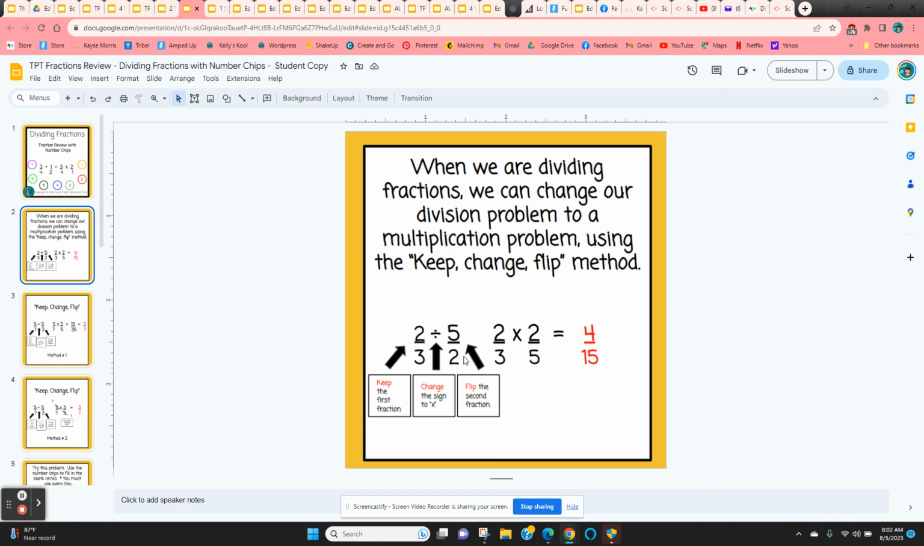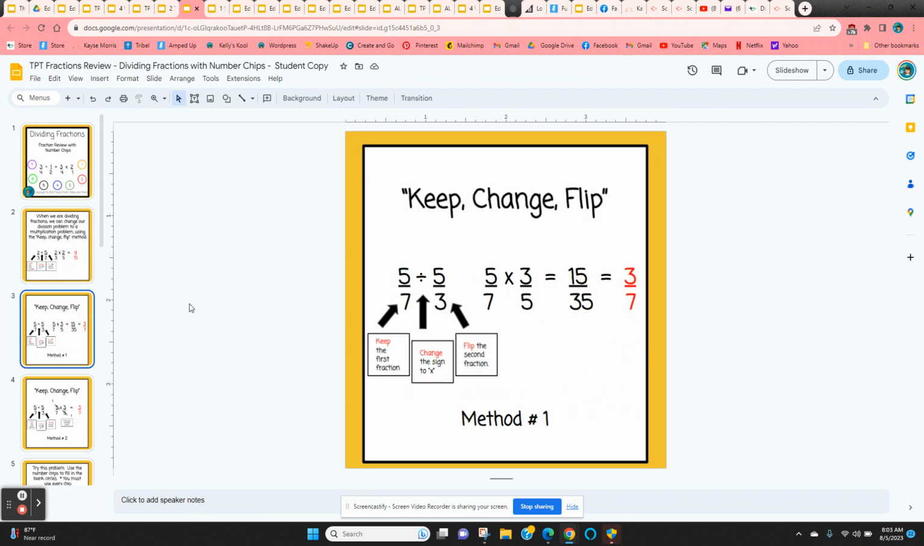So when we're dividing fractions, we keep the first fraction the same, change division to multiplication, and then flip that second fraction. So instead of 5/2, it's now going to be 2/5. Then you can multiply straight across to get your solution. Here's another example. This is method number 1, keep, change, flip, where you just multiply straight across and then simplify. So that's one way to do it.